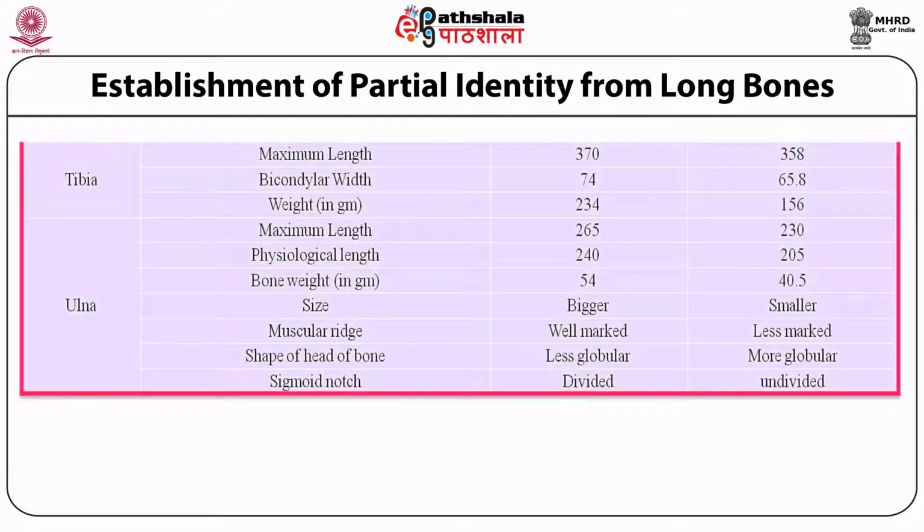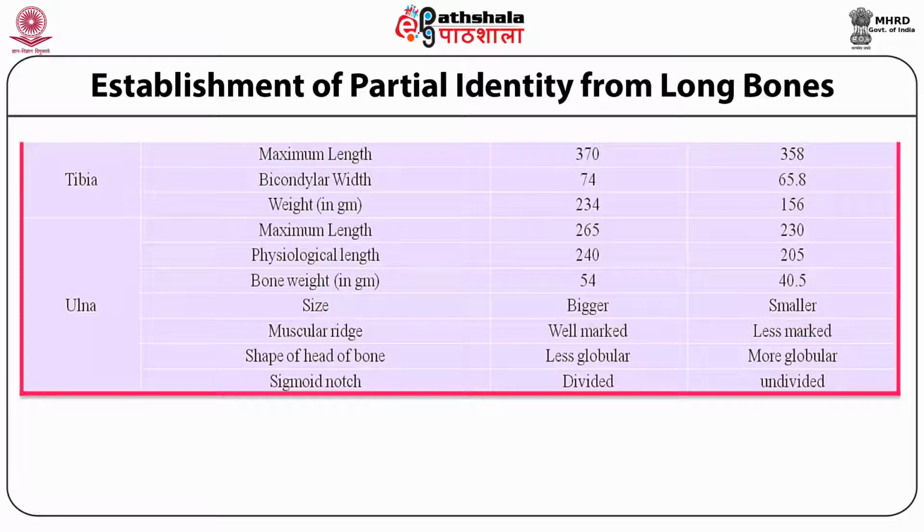The other two important bones which demarcate males and females are the tibia and ulna. The maximum length of the tibia is 370 mm in males, whereas it is 358 mm in females.